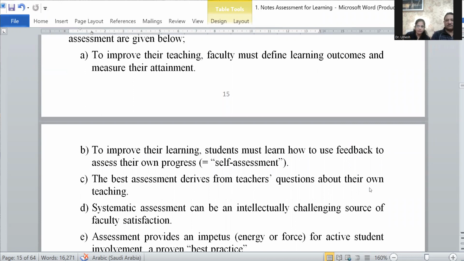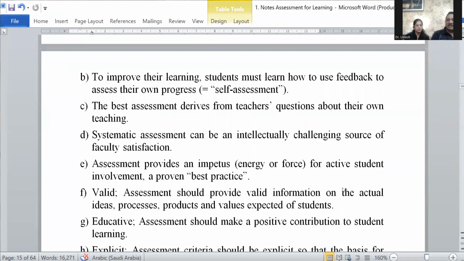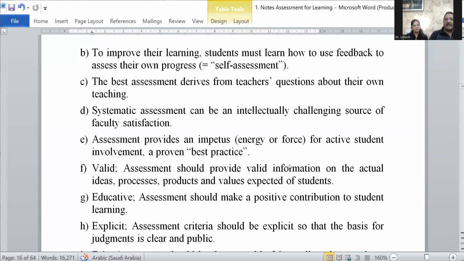The best assessment drives for teachers questions about their own teaching. Systematic assessment can be an intellectually challenging source of faculty satisfaction. Assessment provides an impetus, energy or force for active student involvement, a proven best practice. Already I have told you that it should be valid. Valid mean वैधता. जिस चीज के लिए वो बना गया है उसी चीज को measure करे. ठीक है. Assessment should provide valid information on the actual ideas, process, products, and values expected of students.